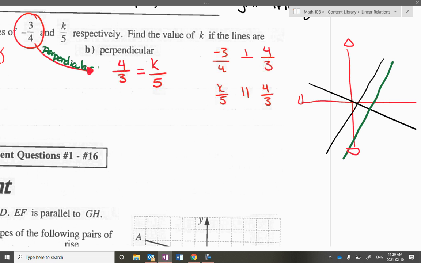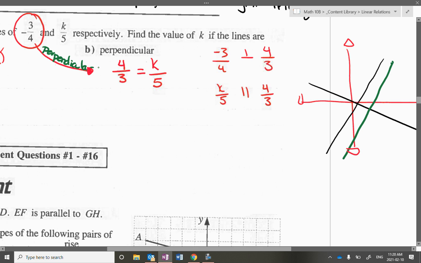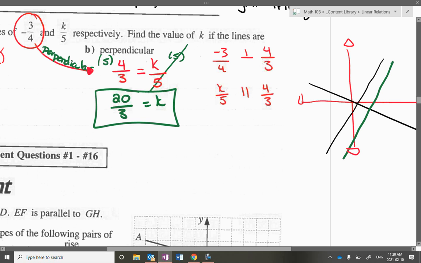So I made my line perpendicular. That's where the 4/3 came from. And now I'm going to find what k is equal to because we know this k line is equal to this perpendicular one. So just like on the previous one, I'm going to times both sides by 5. So those 5's cancel out. 4 times 5 is 20. So then k would be 20/3.